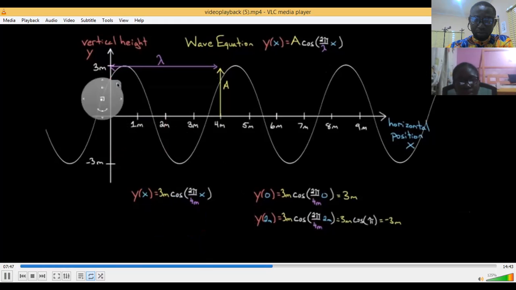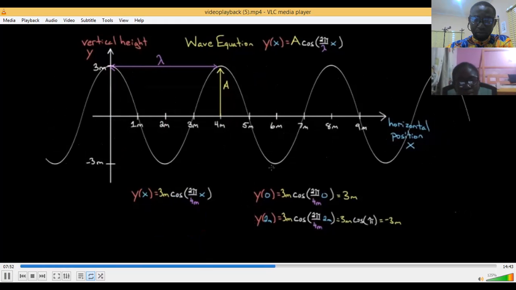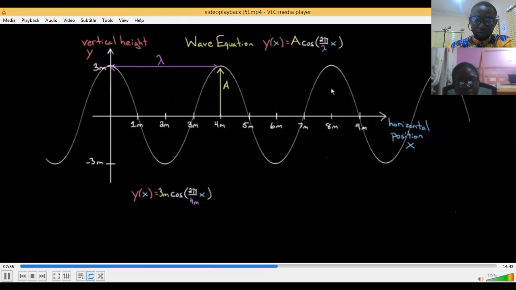How do we describe a wave that's actually moving to the right in a single equation? Well, it's not as bad as you might think. Let's clean this up. We're really just going to build off of this function over here.